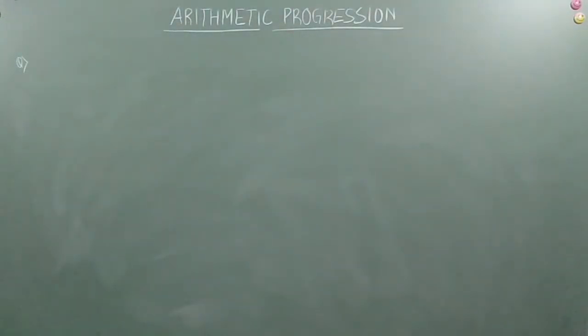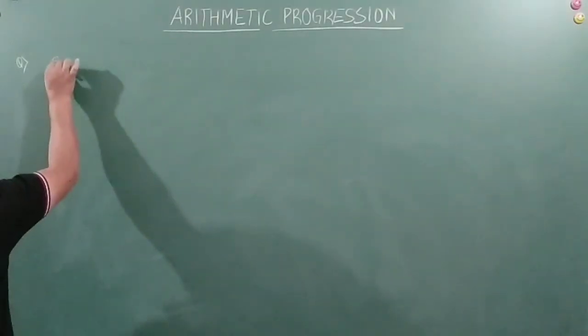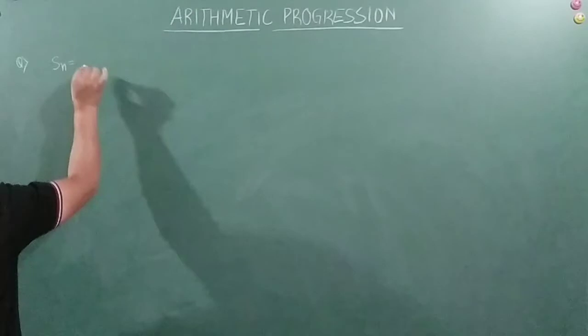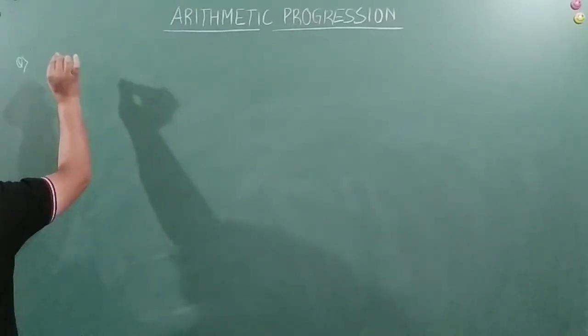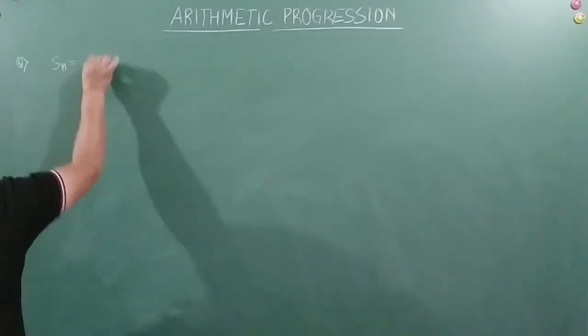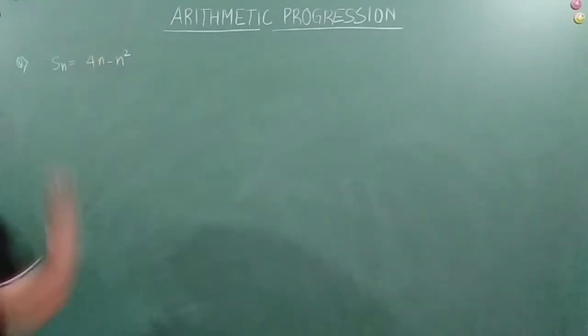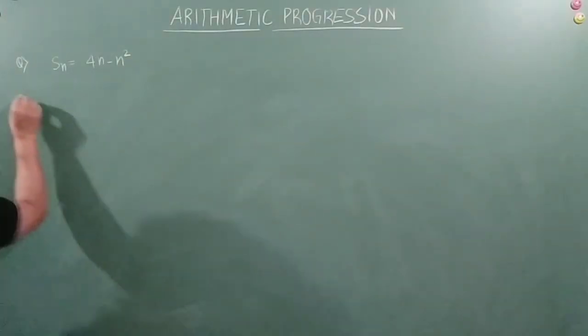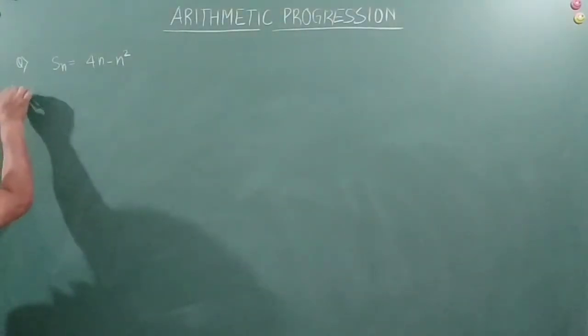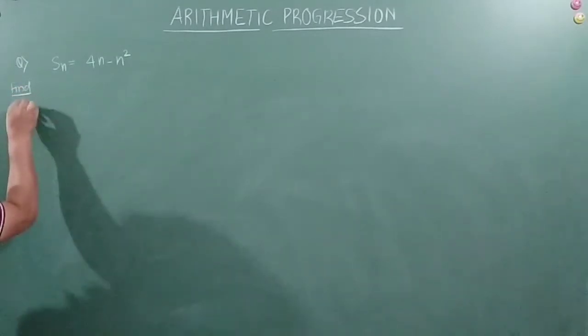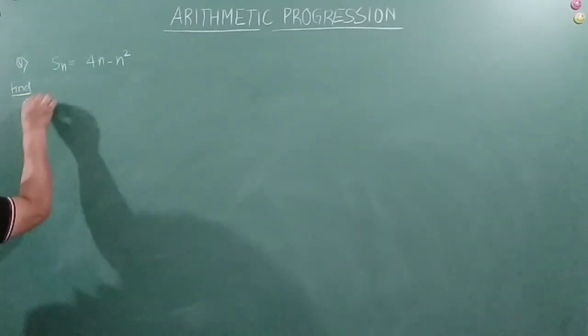This question is a little tricky. If the sum of n terms of an AP, I am just writing it in this form, Sn is equal to 4n minus n square. This is given. We are expected to find certain things. One is, find the first term.